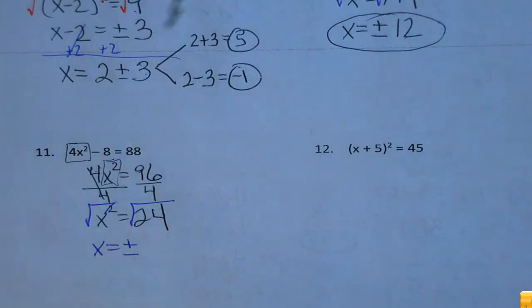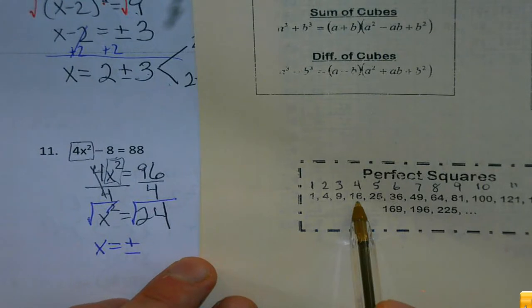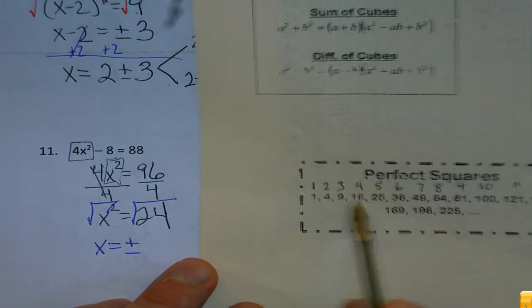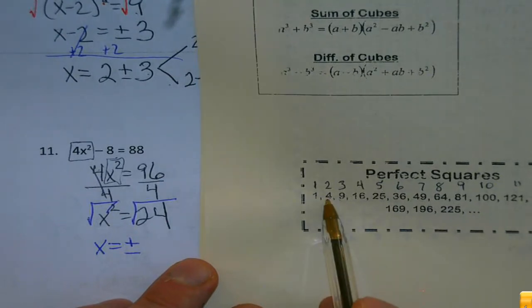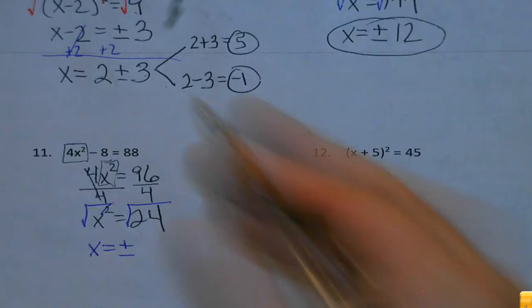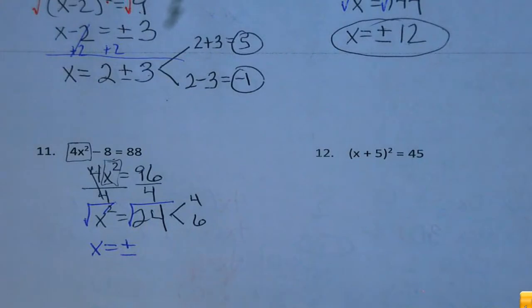So I start looking. And I go, all right, 24 is not a perfect square. So I start punching things into my calculator maybe. I punch in 24 divided by 16, I get a decimal. Punch in 24 divided by 9, I get a decimal. I punch in 24 divided by 4 and I get 6. I get a whole number. So that tells me I can break this down.